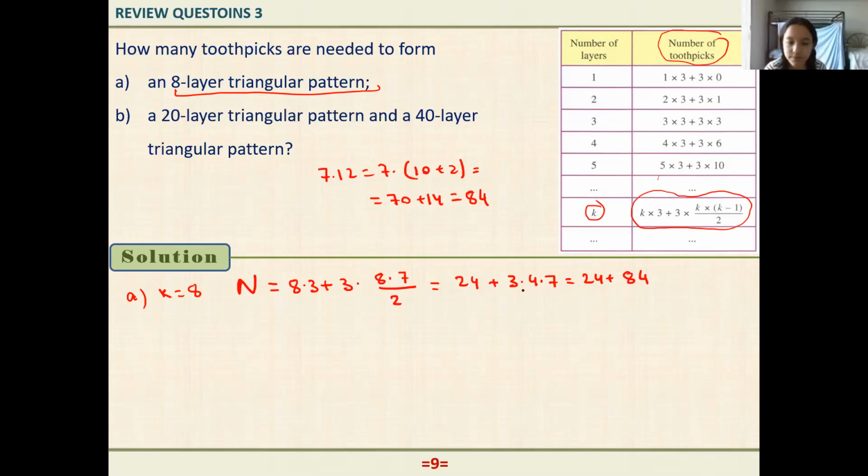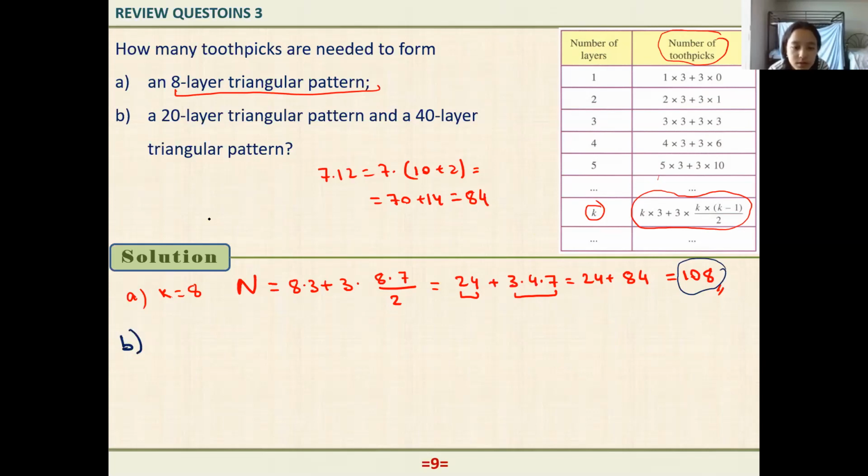Okay, just evaluate this. That is 84. Here we have 24. That is equal to 108. So that means to make an 8-layer triangular pattern, we need to use 108 toothpicks. Well, that's a lot.